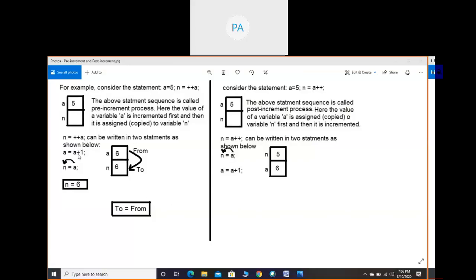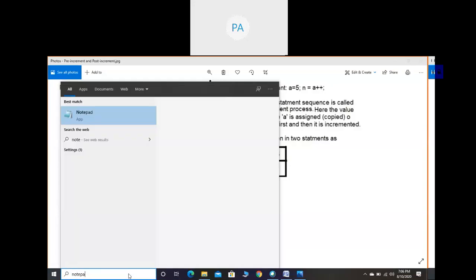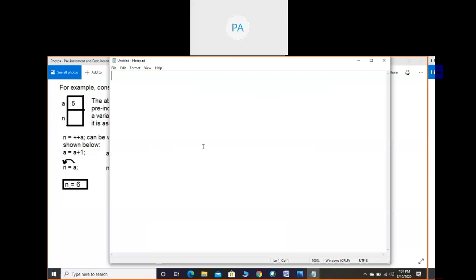First you take out plus plus a, so that plus plus a can be written as a equals a plus 1. We will see it in notepad. Here, see, n equals plus plus a is there. For a we have the value 5. For n we don't know the value. For this statement we have two operations: one is equals, that is the assignment operation, and the other is plus plus, that is the increment operation.